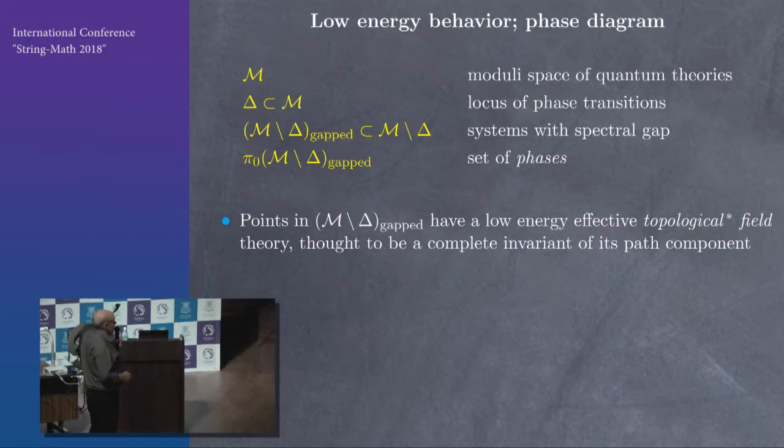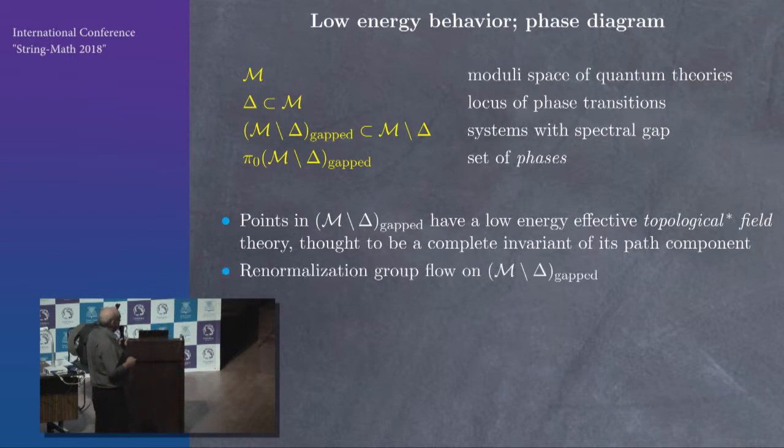So there's an invariant of the phase, which is the low energy effective topological field theory. It might be slightly off from being topological, but that won't enter today. And that low energy effective topological field theory is thought to be a complete invariant of the phase. So if you can calculate that, that's thought to be a complete invariant. Then there's dynamics, which I don't have anything to say about, which is, of course, the renormalization group flow.